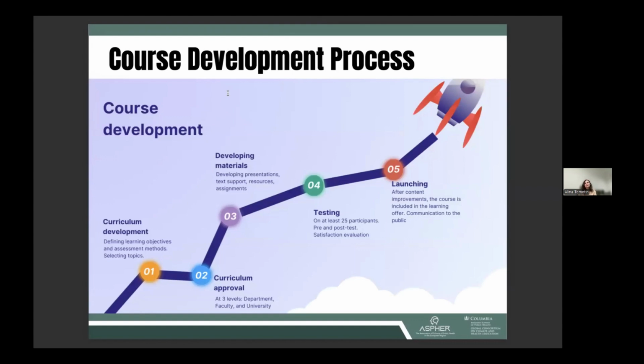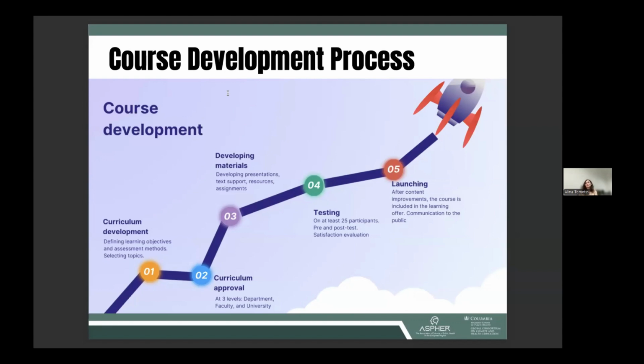Creating a course involves a meticulous 5-step process, and it usually starts with curriculum development. We define clearly the objectives, select the most relevant topics. Afterwards, we get to the curriculum approval, to ensure quality and relevance of the subjects. Then comes creation of the materials, like presentations, assignments, and other materials needed to support the learning process.